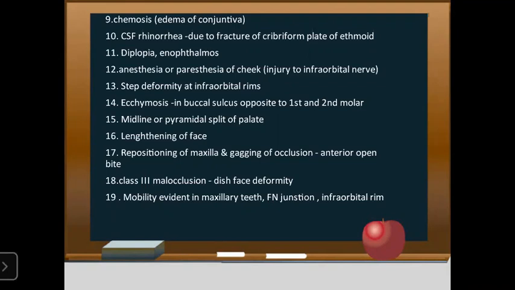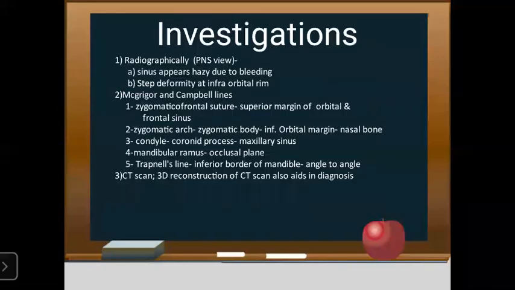Class 3 malocclusion, which results in dish face deformity. And mobility is evident in maxillary teeth, frontonasal junction, and infraorbital rim. Investigations. Radiographically, in the PNS view, haziness due to bleeding is seen in the sinus and step deformity at the infraorbital rims can be seen.